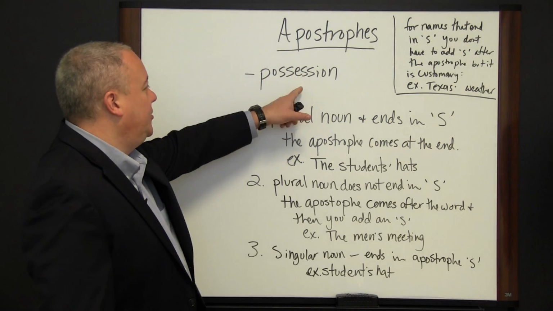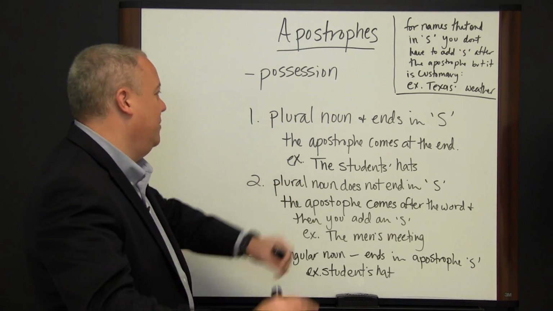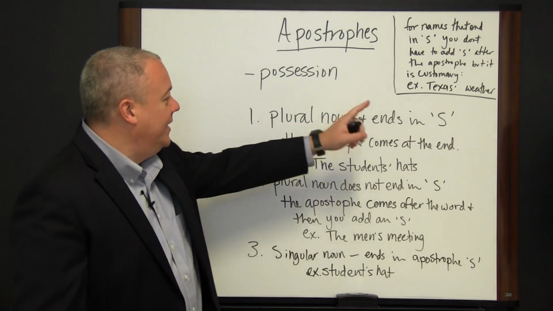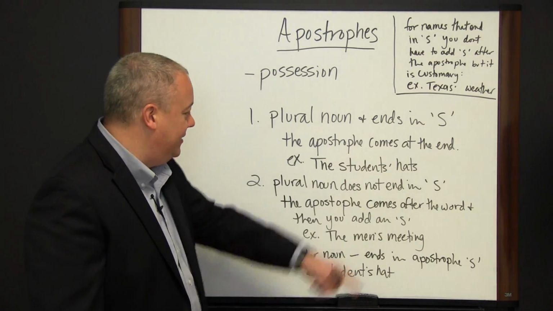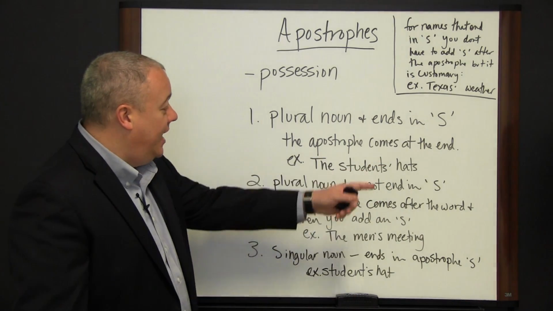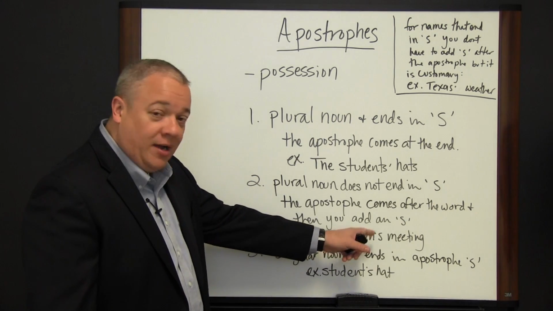But anyway, in terms of apostrophes and possession, just to review and hopefully make it clear, if it's a plural noun that ends in S, all you do is put the apostrophe on the end: students' hats. If it's a plural noun that does not end in S, then you put an apostrophe S.